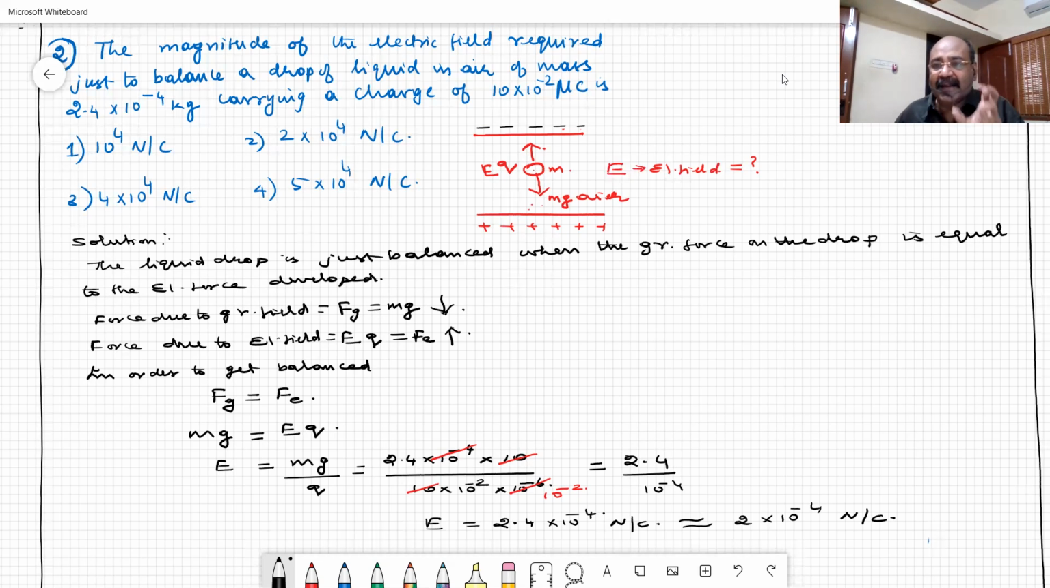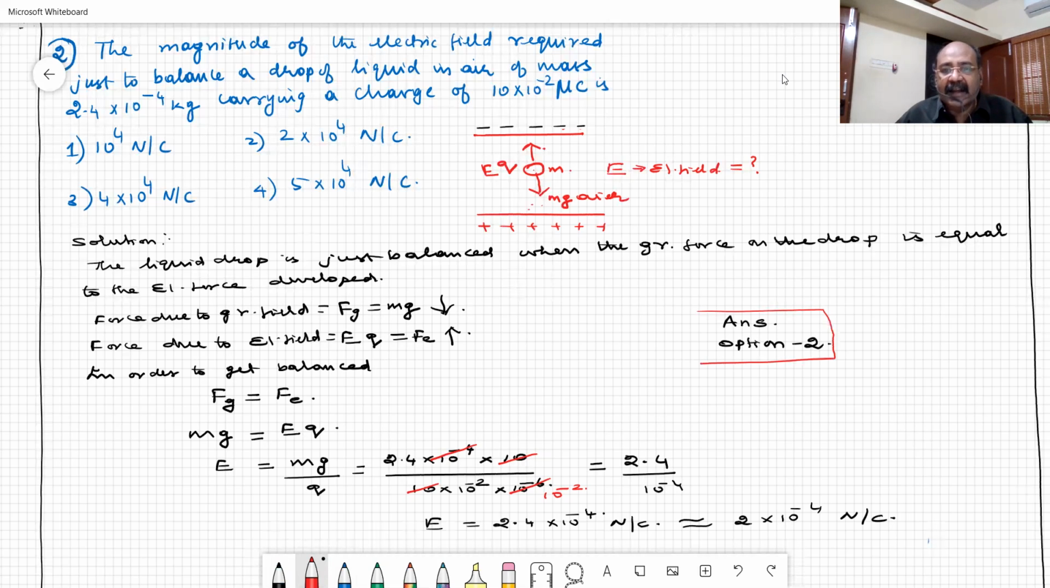For simpler calculations, I have taken the value of g as 10 meter per second square. So instead of 10, if you are putting 9.8 meter per second square, you can get the value nearly equal to 2 into 10 power minus 4 Newton per coulomb. So option 2 is taken to be your answer. Hope you should have understood this.